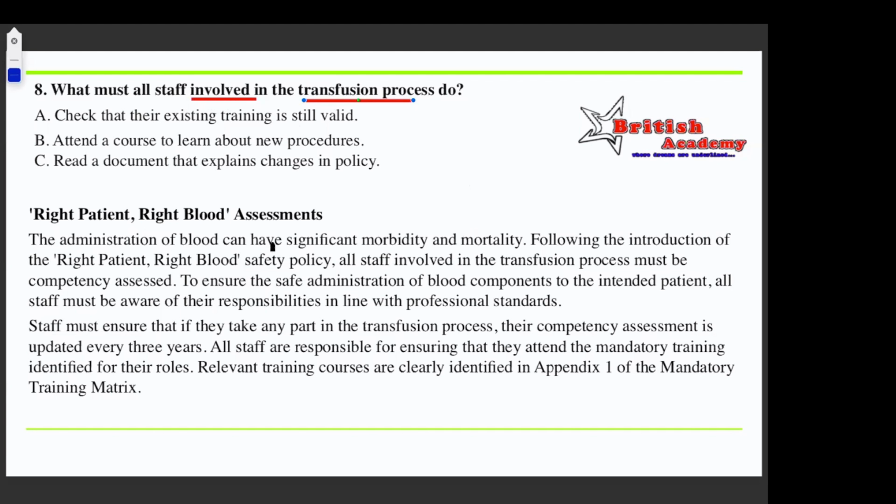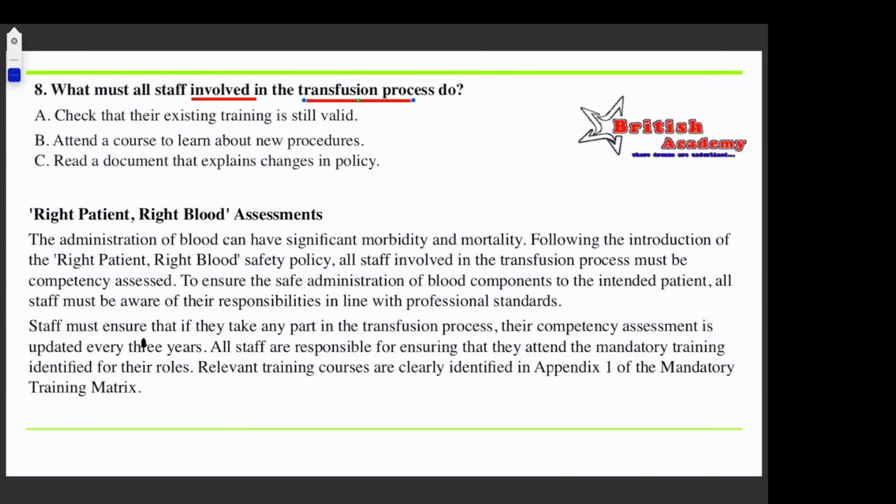The administration of blood can have significant morbidity and mortality. Okay, some death rates and some kind of comorbidities. There are many things which can come when we use this. Now, following the introduction of the right patient, right blood safety policy, all staff involved in the transfusion process must be competency assessed. Their competency level should be checked. To ensure the safe administration of blood components to the intended patient, all staff must be aware of the responsibilities in line with professional standards.